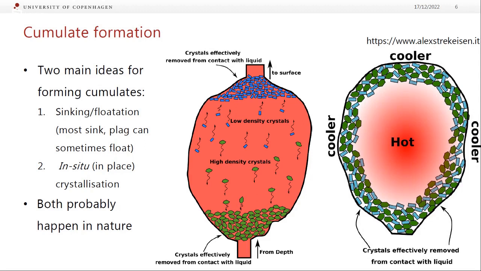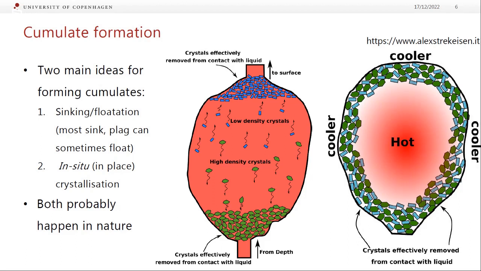So there's two main ideas for how you form cumulates. The first one is this sinking or flotation idea, and this is probably the original idea for how cumulates form. The idea here is that you have a magma, it starts crystallizing minerals. The majority of those are going to be denser than the magma, and they will sink and fall and basically make a layer at the bottom of a magma chamber. And so in that layer you have the crystals, and then in between you'll have some amount of melt left over. Now, overwhelmingly, crystals are going to sink. The exception here is that plagioclase can sometimes be less dense than the magmas that it crystallizes from, and so it'll float.